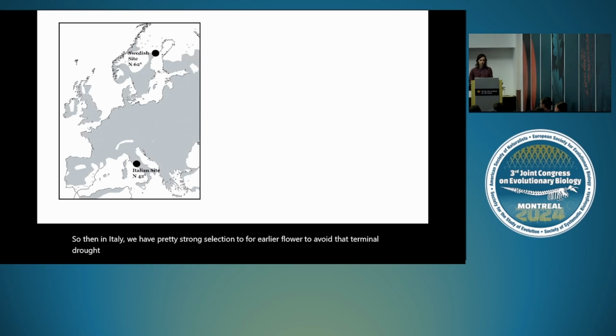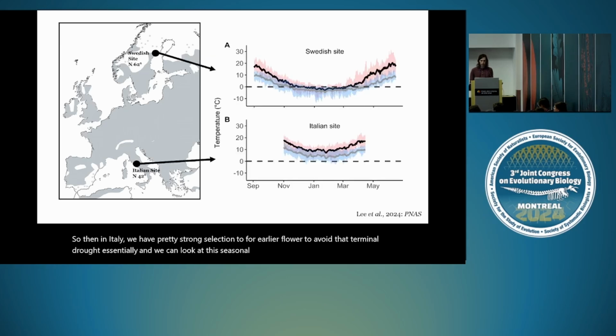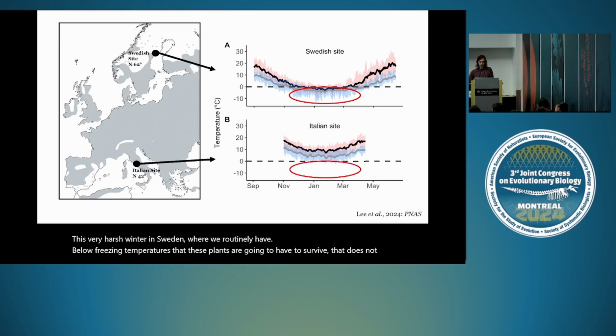And we can look at this seasonal variation in another way here, looking at maximum and minimum temperatures across the growing season at both of these sites. So as I showed you before, the growing season at the Italian site is much shorter, but a couple things that I want to specifically point out, one of which is this very harsh winter in Sweden where we routinely have below freezing temperatures that these plants are going to have to survive. That does not occur at the Italian site.